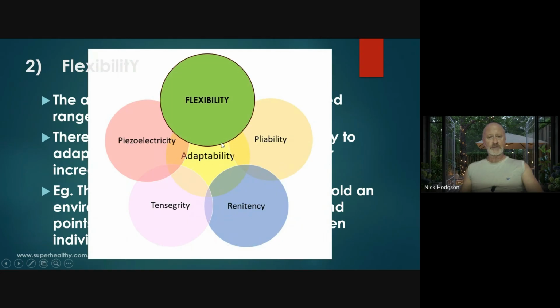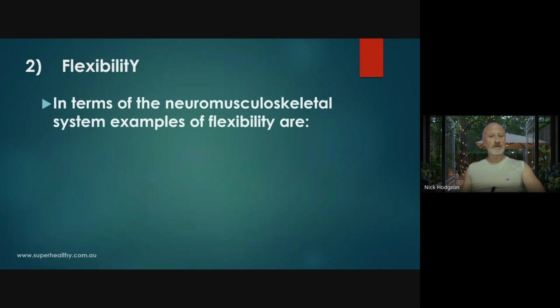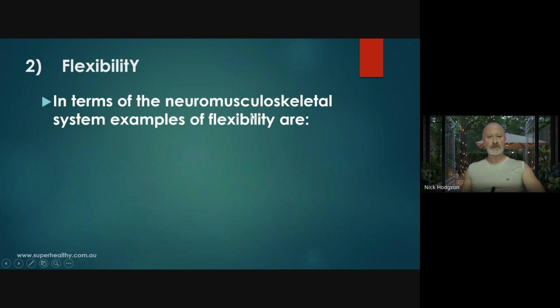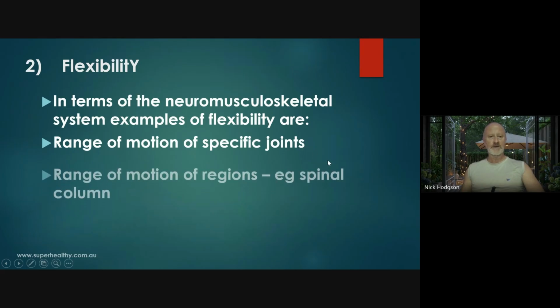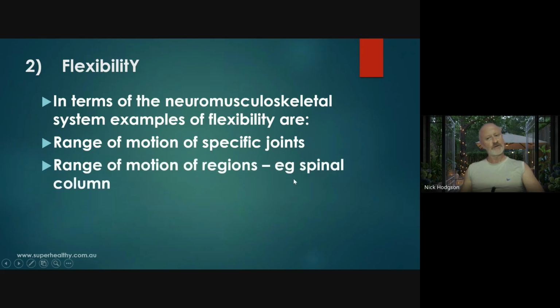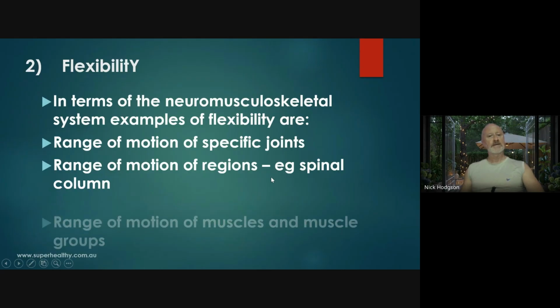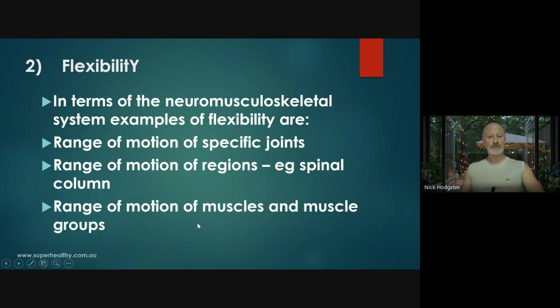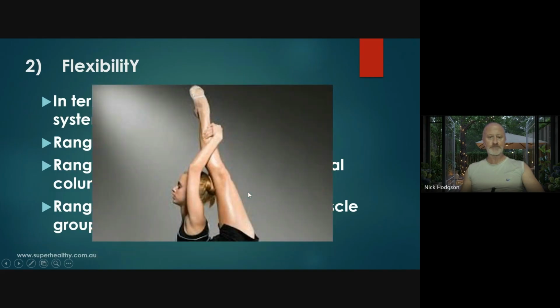So flexibility is critical for healthy function, critical for healthy movement. So in terms of the neuromusculoskeletal system, examples of flexibility, we have range of motion of specific joints, obviously. We have range of motion of regions, your neck, your lower back. We have range of motion of muscles and muscle groups. So everything has a range. It has an upper and a lower limit. That's flexibility.